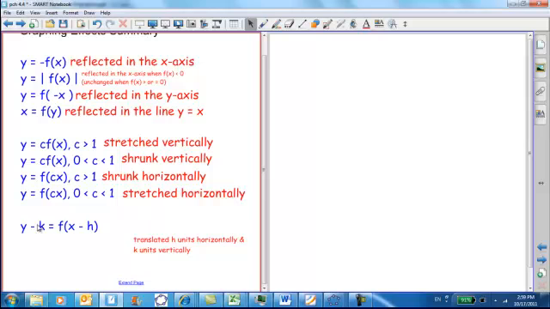Finally, this leads to our basic translation. It's not a flipping or anything, it's just moving over h and up k. H units horizontally and k units vertically. We see this all the time in a lot of our forms for the circle and ellipse and hyperbola, and for the parabola.